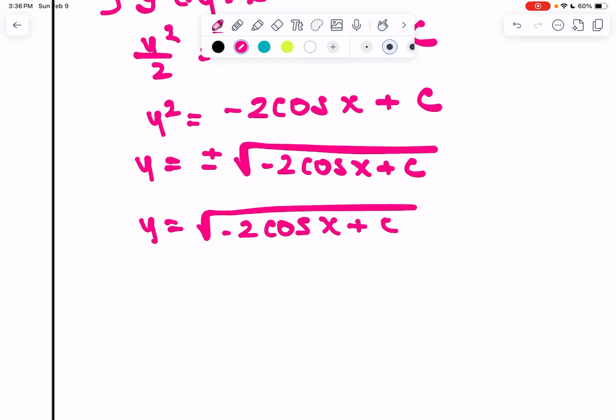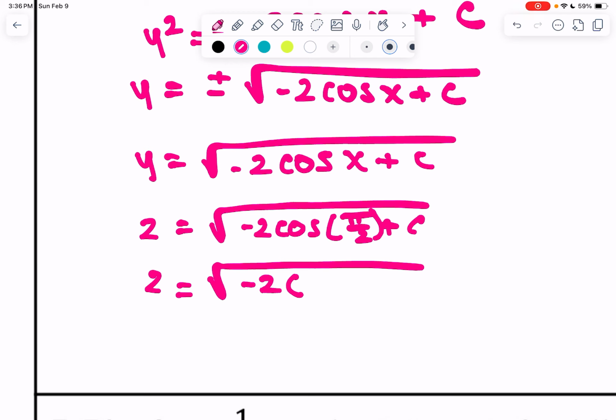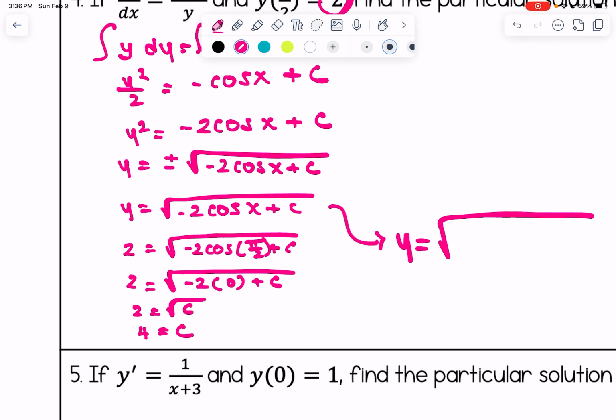I'm going to, in this case, now plug in our point. So we have pi over 2, comma 2. All right, so a little simplifying to do inside the radical here. Cosine of pi over 2 is 0. So I have 2 equals the square root of c, which means c must be 4. And then we're going to put that all together. I'm going to basically take this piece here, and I have y equals the square root of negative 2 cosine x plus 4.